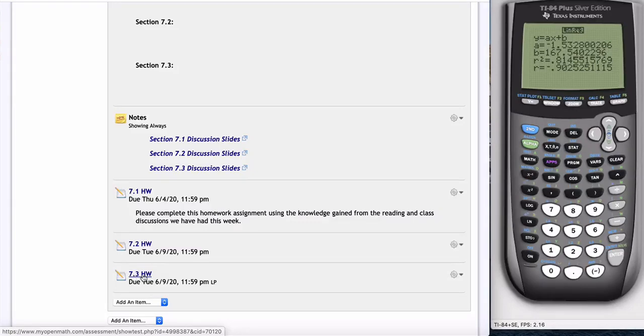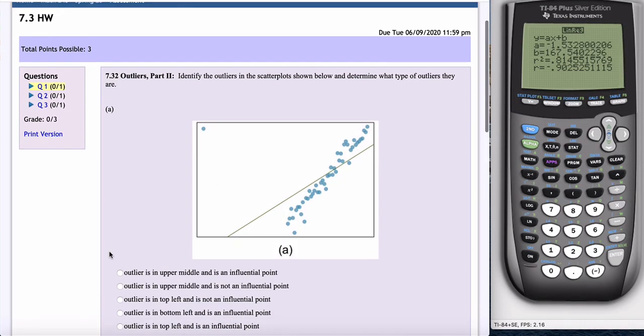7.3, the last homework assignment of this class. It's a pretty short one, not a whole lot to do. This is where we did diagnostics on the LSR line. So we already know how to make our LSR lines, but what do they tell us? What do we got to be careful of?